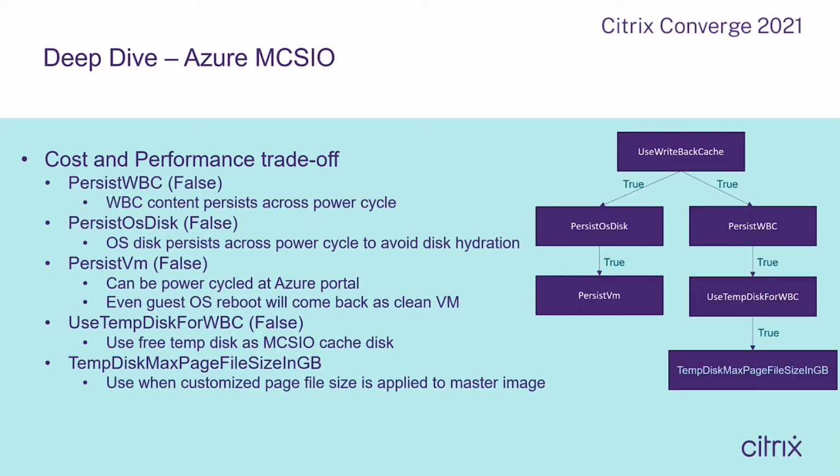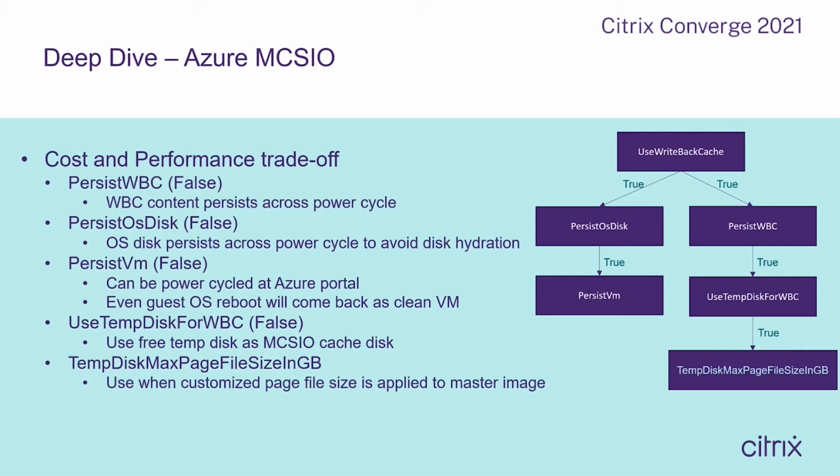And lastly, we're introducing new features to further enhance MCSIO to reduce the cost. As you can see, we enable you to use temp disk for write-back cache. So instead of allocating a write-back cache disk from a managed disk and paying the cost, you could use a temp disk if the VM size offers temp disk, and you can use that to cache all the IOPS. So the write-back cache disk, you will get that for free.